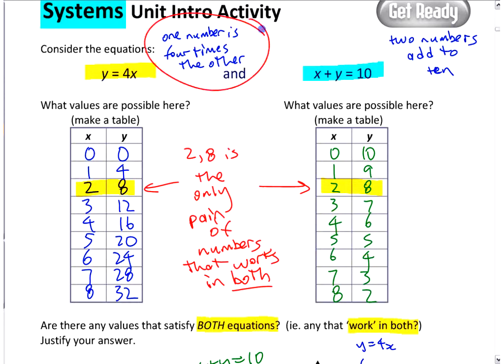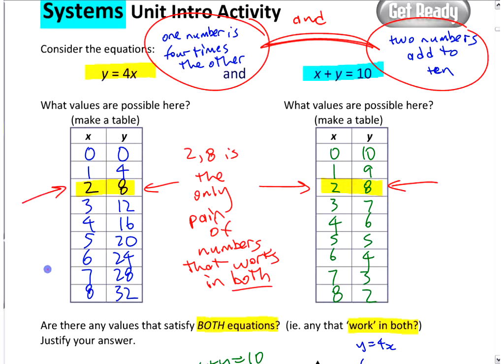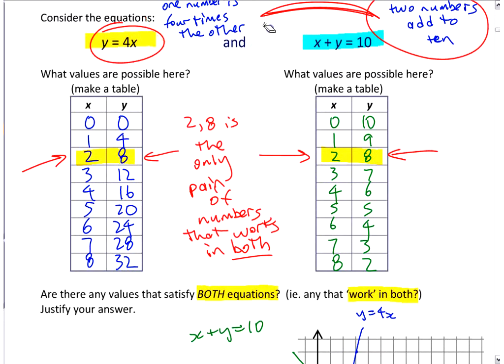If I give you both of those conditions together, if we say one number is 4 times the other and the two numbers add up to 10, then are there a lot of different things the numbers could be? If both of those conditions exist, what do the numbers have to be? They have to be 2 and 8, right? Because they add up to 10 and one number is 4 times the other. There's only one pair of numbers that works in both of these things. That's the solution to the system of equations.